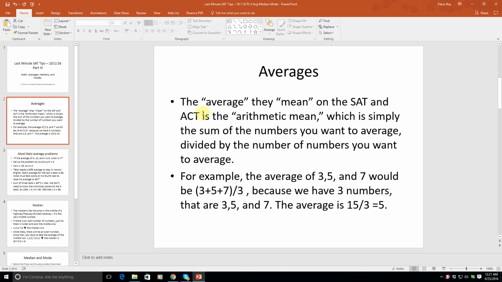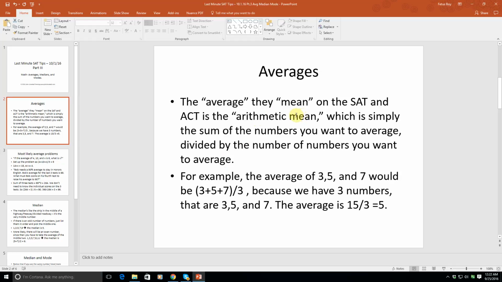All right, averages. The average, they mean, sorry about the pun, on the SAT and ACT is the arithmetic mean, which is simply the sum of the numbers you want to average divided by the number of numbers you want to average. I haven't been able to find any other definition of average than the arithmetic mean, but they always put that on the SAT. The average, then in parentheses, arithmetic mean. So don't let that throw you.